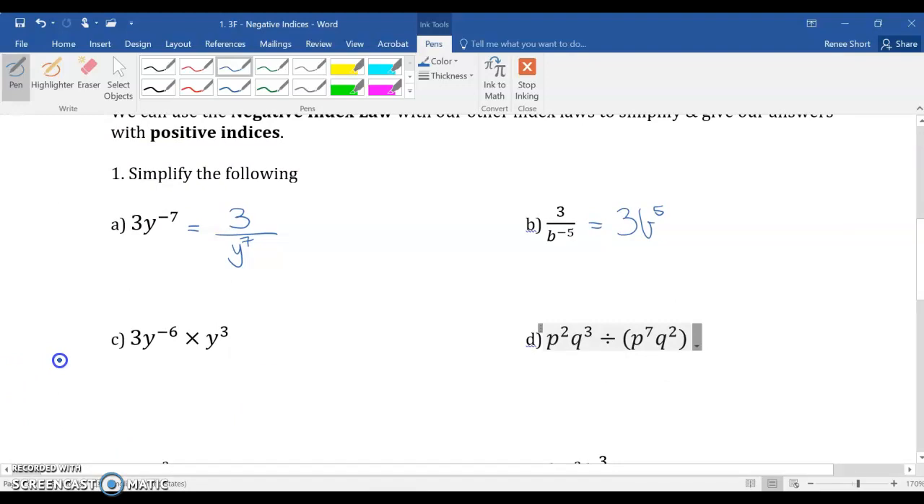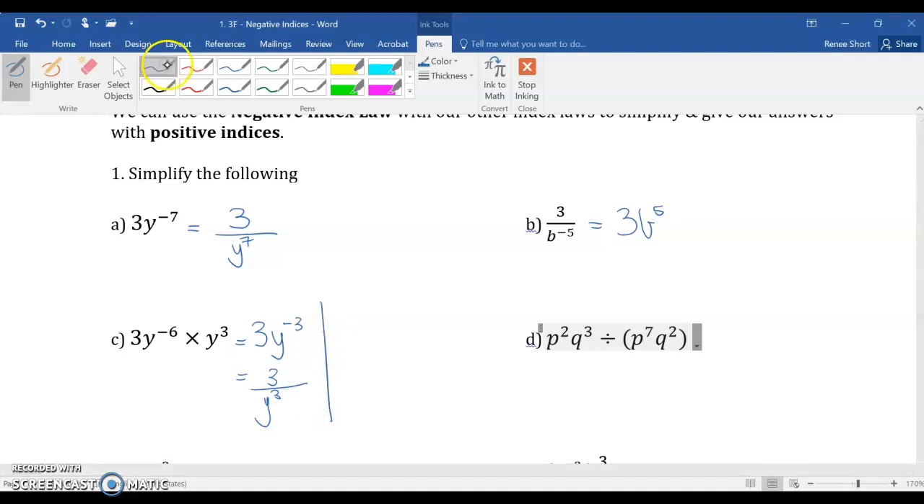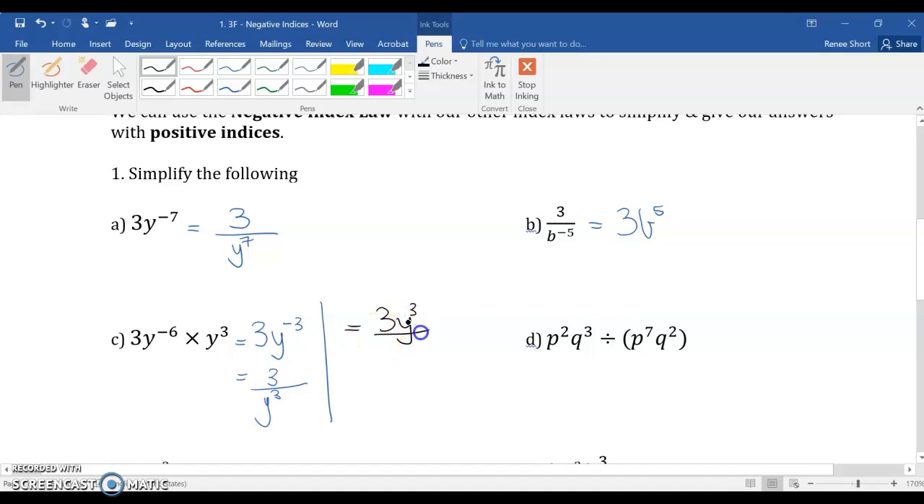If we scroll down to c here, we've got 3y to the negative 6 times y cubed. If we use our index law where we multiply things with the same base, that means we add the indices together. So it'll be 3y to the power of negative 6 plus 3. That becomes negative 3. And so then I can write my final answer here as 3 over y to the power of 3. Another way that I could solve this, if you like, is you can move that negative index to the denominator straight away. So I could write this as 3y cubed, because those will have positive indices, over y to the power of 6.